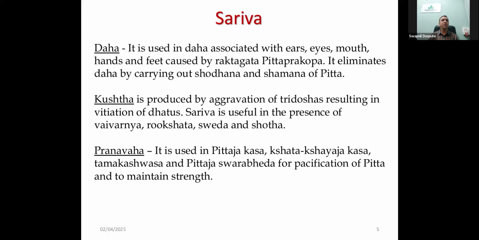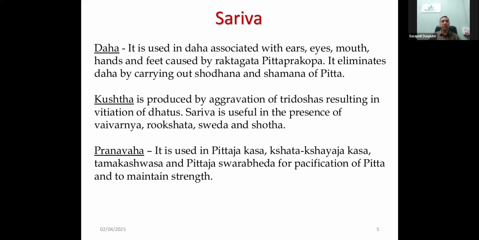Daha: it is used in Daha associated with ears, eyes, mouth, hands and feet, caused by Raktagata Pitta Prakopa. When there is Pitta Prakopa, you will find various signs and symptoms showing up on the body. So specific burning sensation in the ears, eyes, mouth, hands and feet.